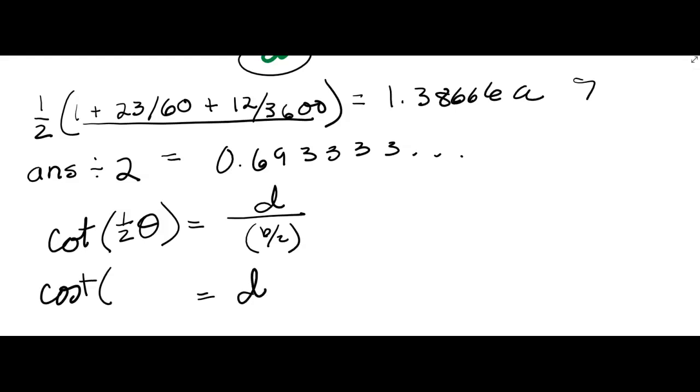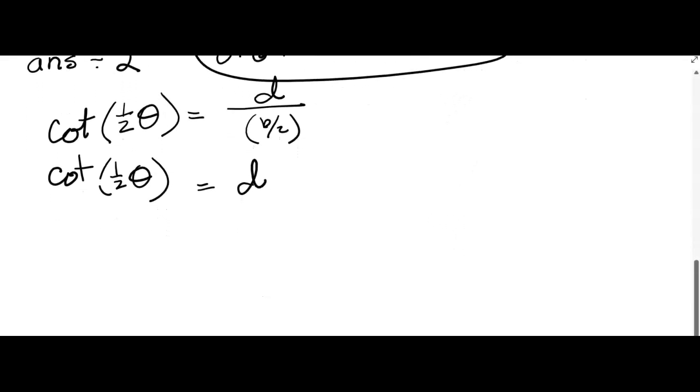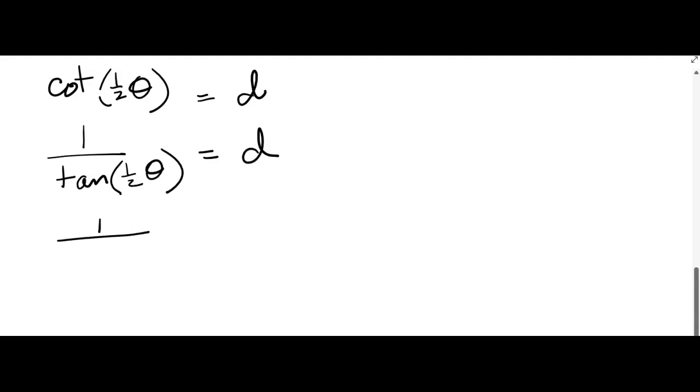So cotangent of 1/2 theta. Now, 1/2 theta is what I have in my calculator. It's this part right here. But how am I going to do a cotangent? Well, I'm going to do 1 over tangent, and then that's going to be the 1/2 theta, and this will equal d. So it's the same thing. 1 over tangent of that 0.69333. But it's easier if you just keep it in your calculator.